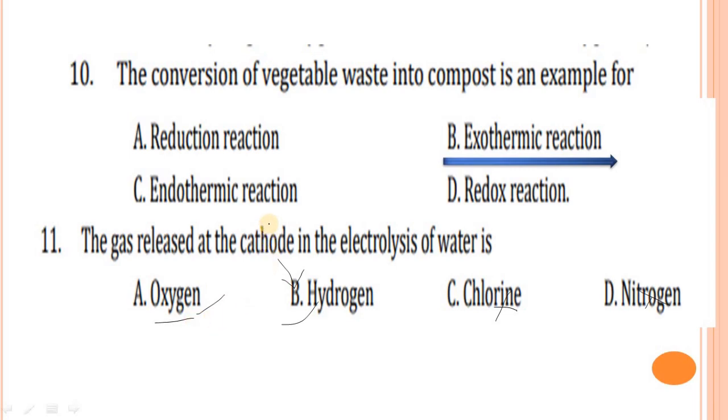See, cathode end will be the negative end of the battery or the cell, and the anode will be the positive end of the battery or the cell. And as you know, hydrogen forms the positive ion, so it will be released at the cathode end. And oxygen forms the negative ion, so it will be released at the positive end.